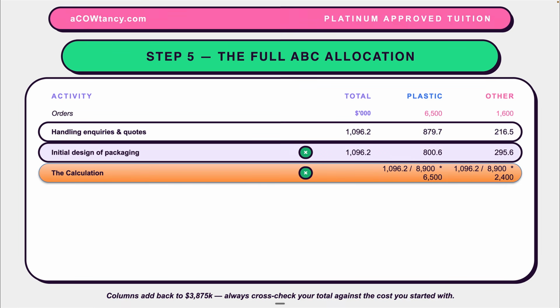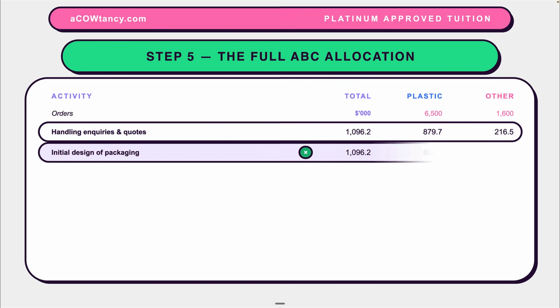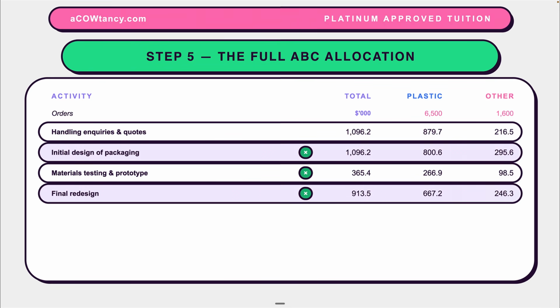I hope that makes sense. It's hard when there's lots of numbers going on, isn't it? But so that one is based on the normal, that one is based on other getting 2,400 and not 1,600. Same for that one, same for that one.